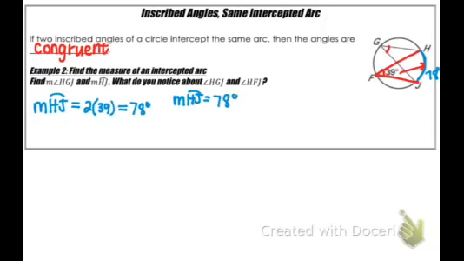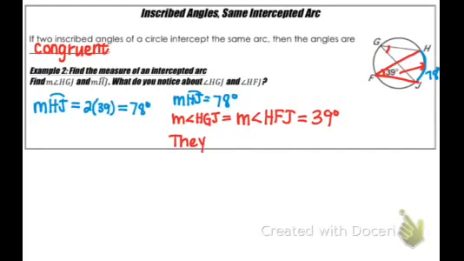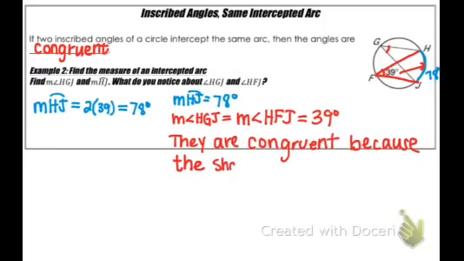And we can also state a conclusion about the measure of angle HGJ, which is the same as the measure of angle HFJ, which is 39 degrees. And we know this because they are congruent, because they share the same intercepted arc.